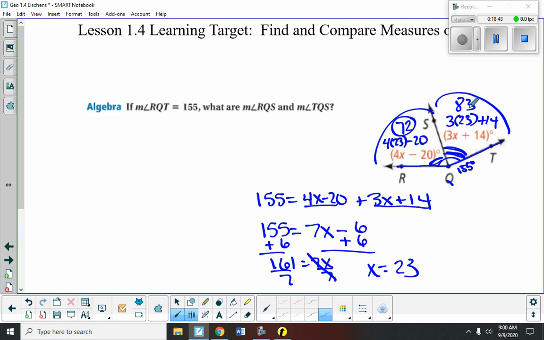And then just double check. 83 plus 72 equals 155. So the measure of angle RQS is 72 degrees, and the measure of angle TQS is 83 degrees. And notice, folks, that when we're talking about a measurement of an angle, we put a little m in front when it's asking for measurement.